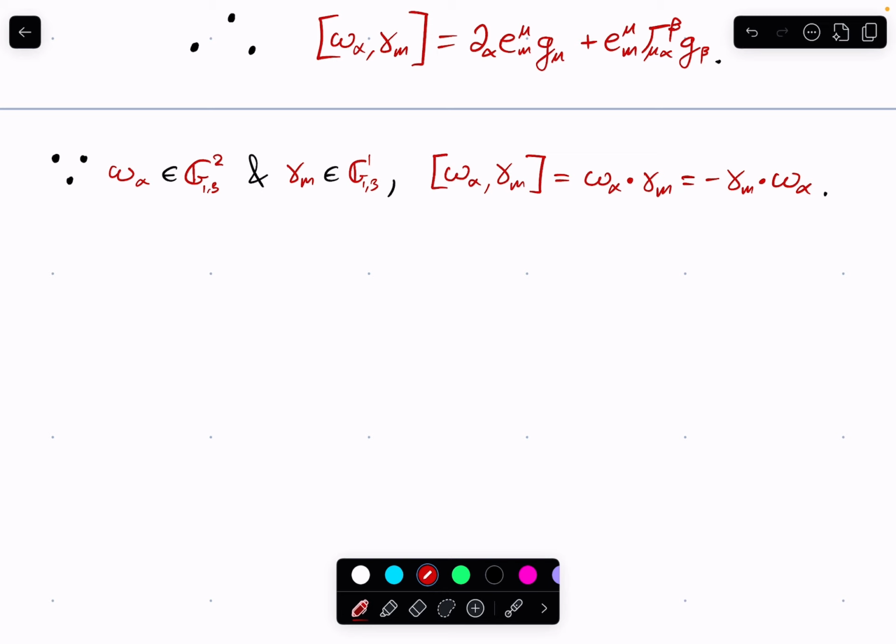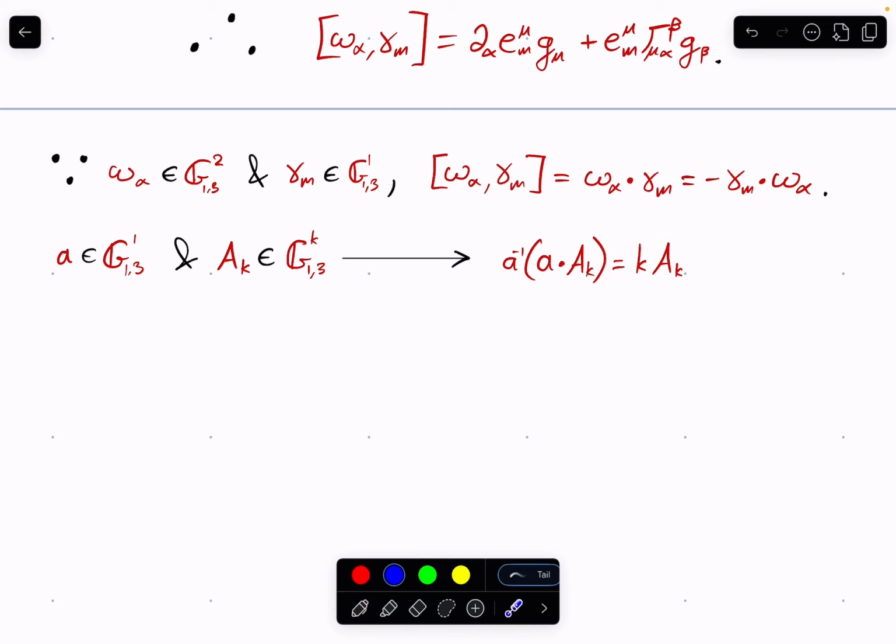And then the next identity is if we have a vector A in the space-time algebra, and we have a k-vector, so it's an element of the k graded space, then the inverse of A times A dotted with this k-vector is going to give you k times the k-vector, where this k is just an integer.